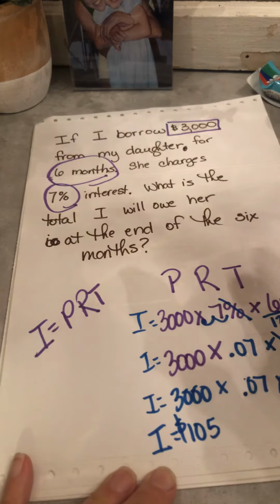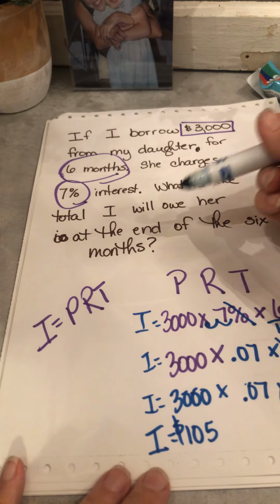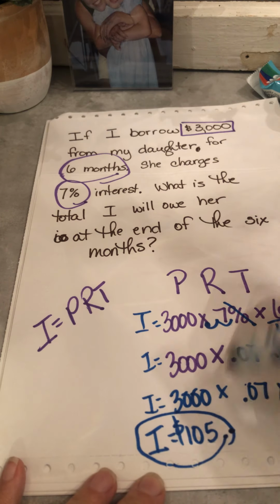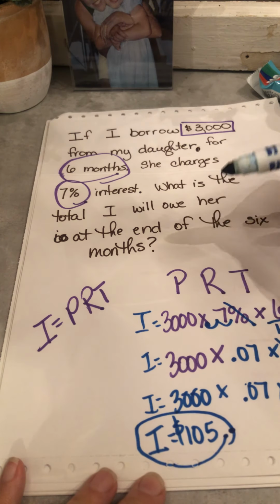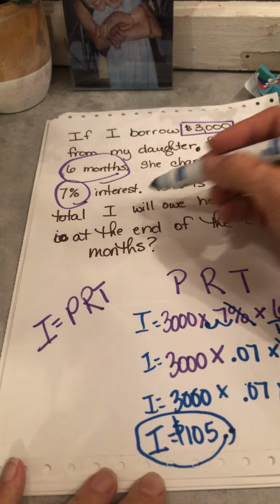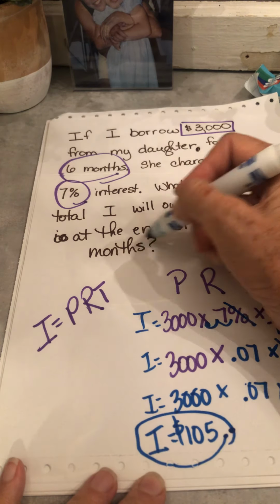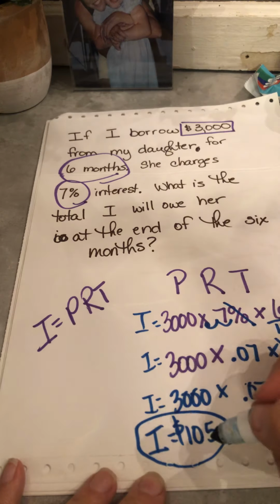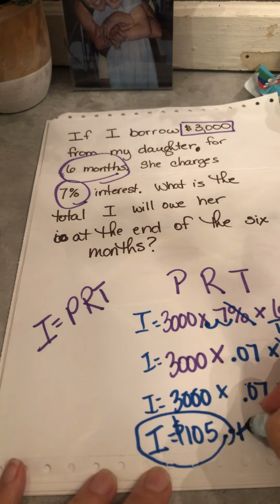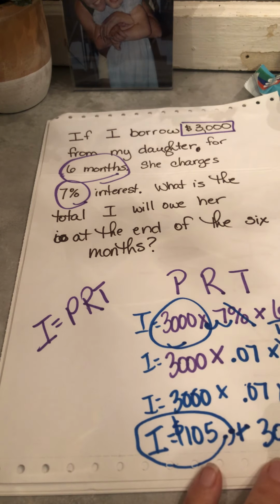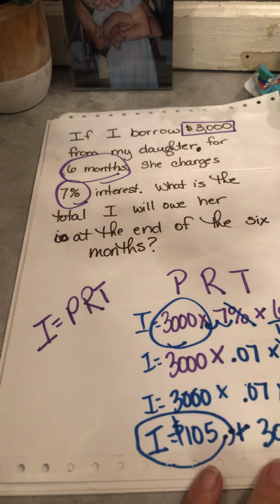So now you always have to be careful. What's the question? Is the question how much interest will I pay? That would be 105. Or is the question how much I'll have to owe her at the end of 6 months? I will owe her at the end of 6 months. So that means I have to say the 105 for the interest plus the $3,000 that I borrowed to start with. That means I will owe her $3,105 at the end of 6 months.